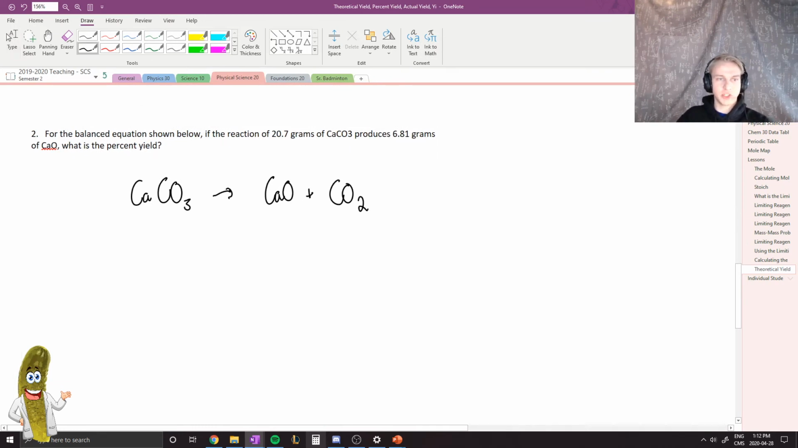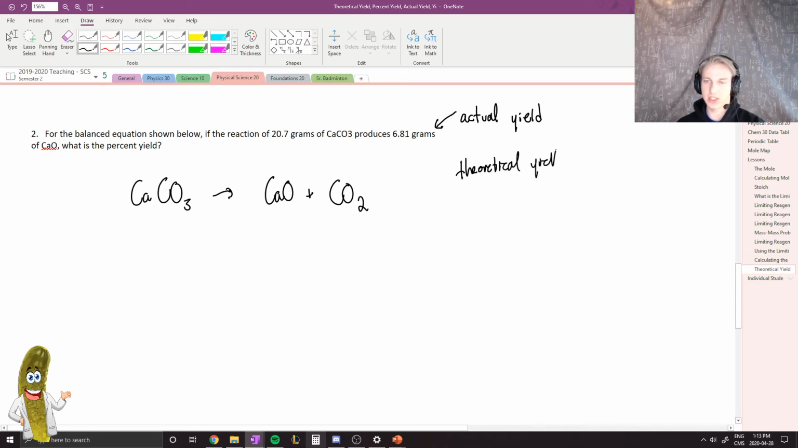Okay, so for question number 2 here, for the balanced equation shown below, if the reaction of 20.7 grams of CaCO3 produces 6.81 grams of CaO, what is the percent yield? This is a far more common type of question that I would expect. This 6.81 grams is the actual yield. So they've told us how much this experiment has actually produced. We don't know what the theoretical yield is.